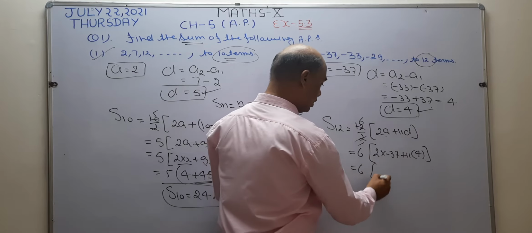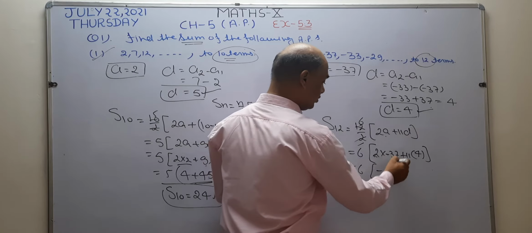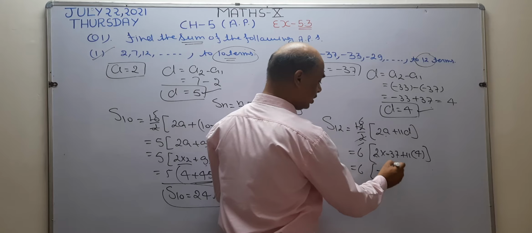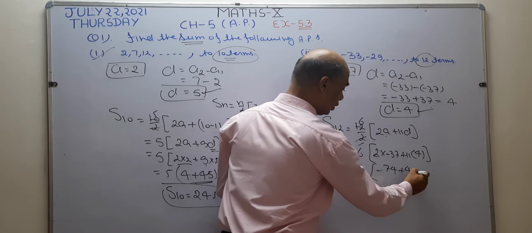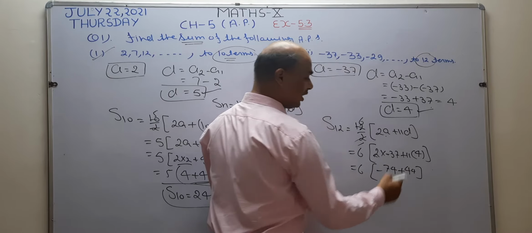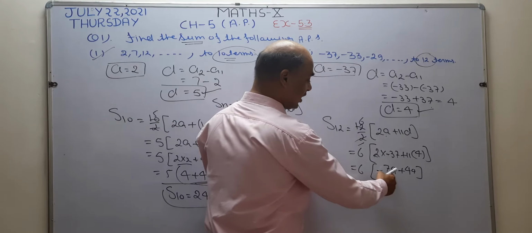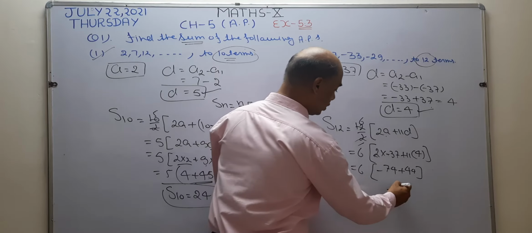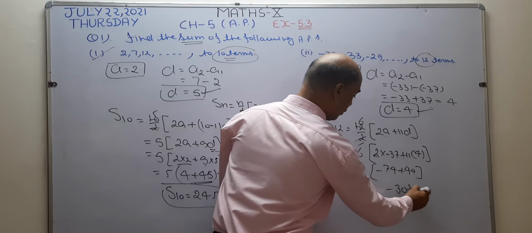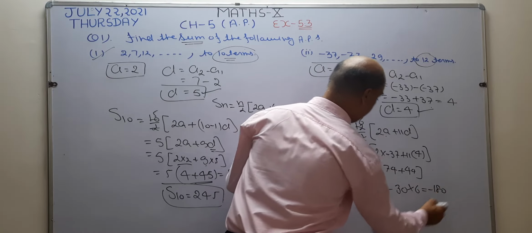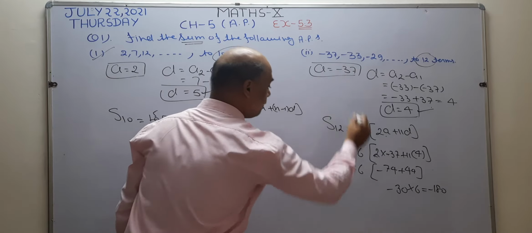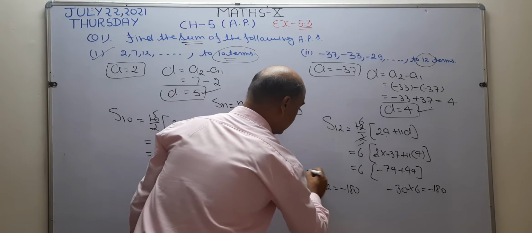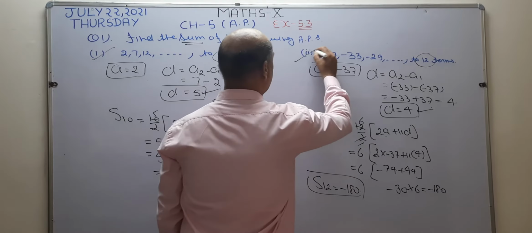Now plus minus minus. 2 sevens are 14, 2 threes are 6. This becomes 74. Again 11 plus 4, 44. Now minus plus minus. This number is larger, so I take the negative sign first. So this becomes 30. Now 30 is going to multiply 6, so this becomes minus 180. It means the sum of the first 12 terms of the given AP becomes minus 180. This is the answer of the second part.